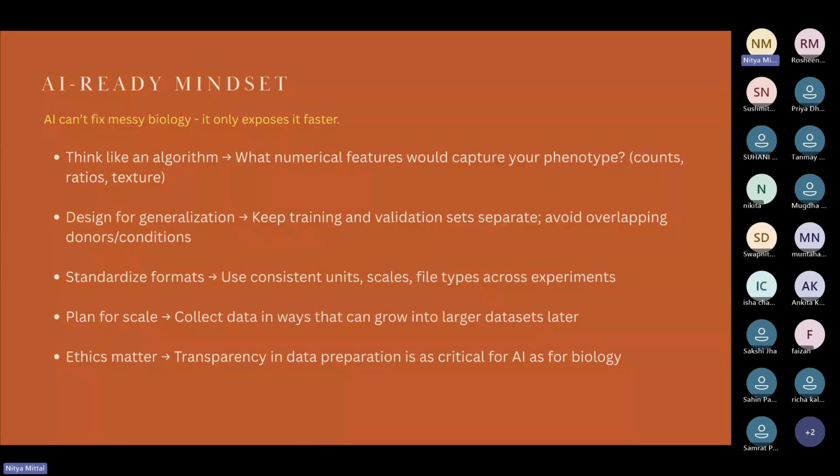And lastly, obviously, ethics matter. Transparency in data preparation is as critical for AI biology as biology itself. So, making sure that obviously we are all adhering to the moral standards and ethical standards.